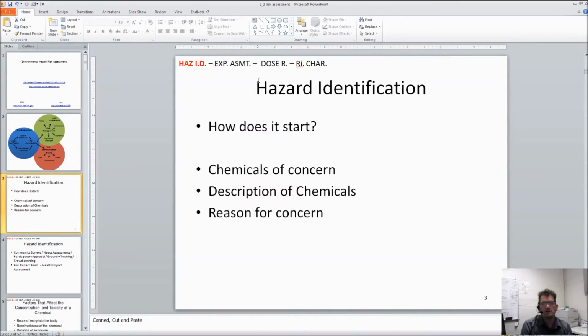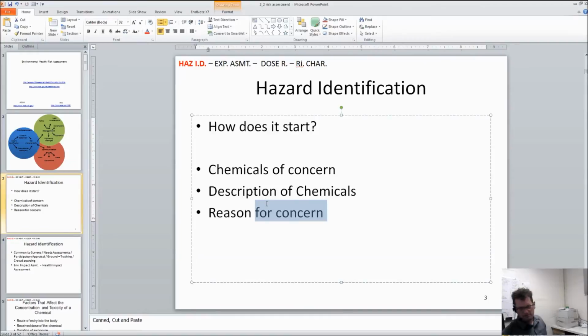So I'm starting here with hazard ID, and again, there's hazard ID up here in the corner, exposure assessment, dose response, and risk characterization. How does the hazard start? What are the chemicals of concern? What is the description of the chemicals, and why are the people or the person concerned about this chemical? Do they think there's some kind of unique exposure that they have? And how does the actual hazard exposure start? So you're just answering some of those basic questions in hazard assessment.